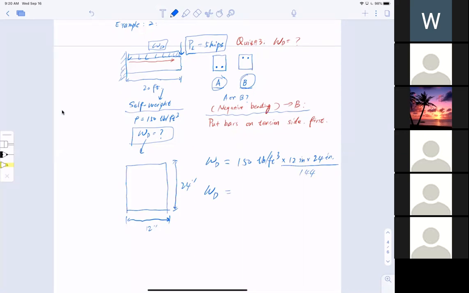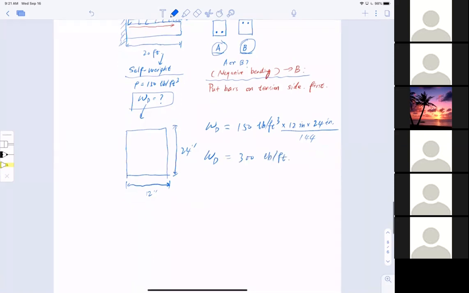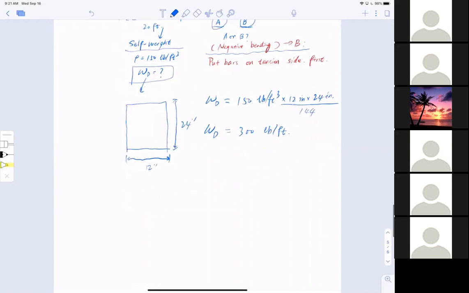Mr. Compton, you there? Can you give me a quick number to help me out here? We got 150 multiplied by 12 multiplied by 24 divided by 144. What did you get? Should be 300. Great, 300. What's the unit here, sir? Pounds per foot. So that is the distributed load. I'm very happy about it.